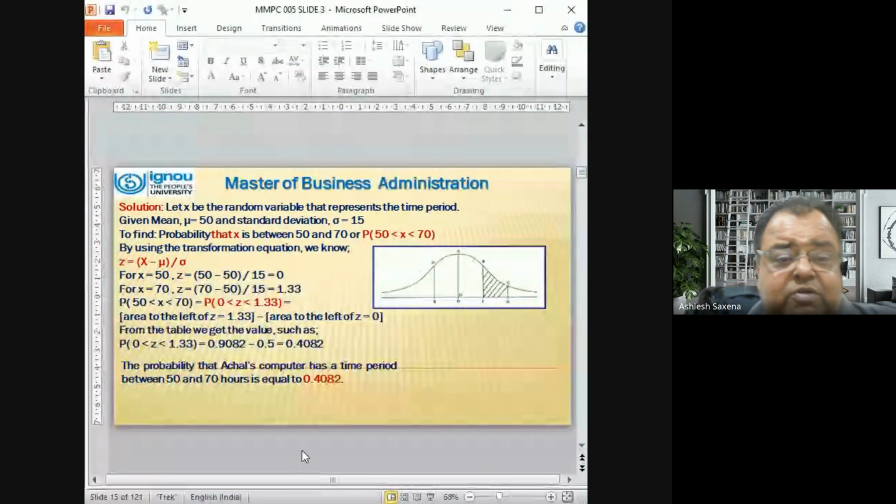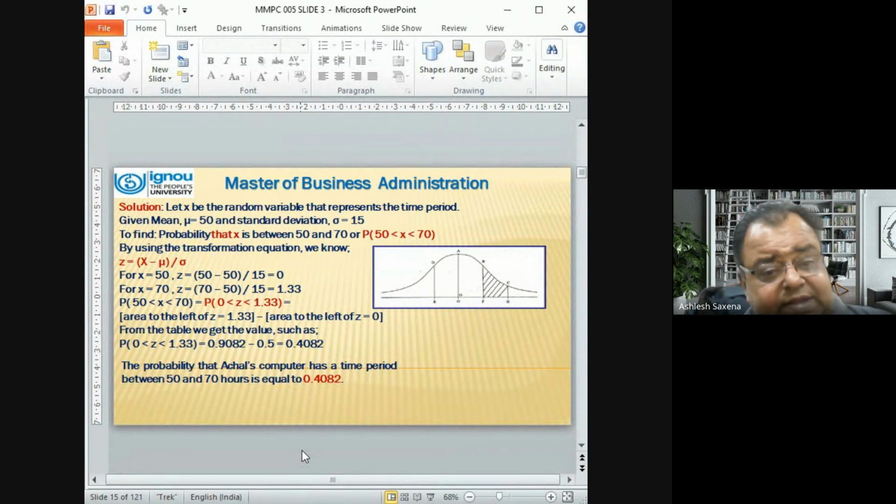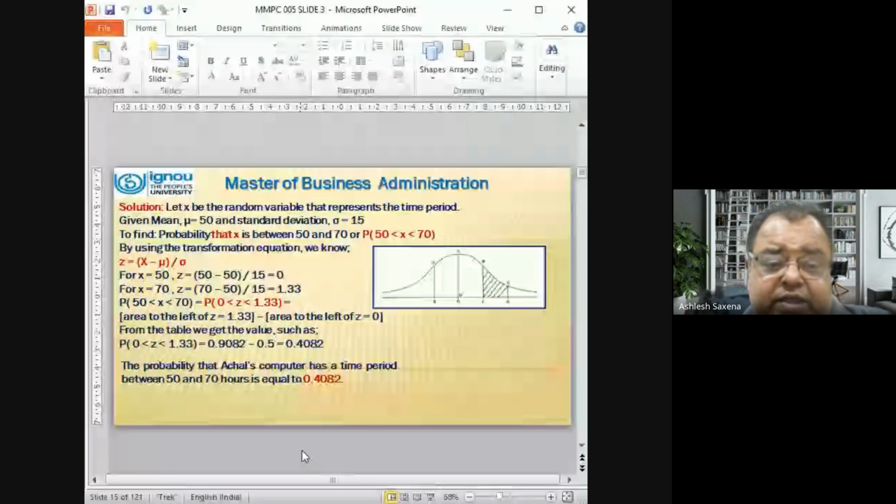Now see, mu is given to you, standard deviation is given to you. You have to find the probability between 50 and 70. So mathematically it will be written as probability 50 less than x less than 70. This is the actual terminology to be written for solving the problem. Now our problem is to convert these values of x to z. That means we have to apply the formula z is equal to x minus mu divided by sigma. When x is equal to 50, your z is 0, correct? When x is 70, your z is 1.33. Converting the problem of x into a problem of z, that will be probability 0 less than z less than 1.33.